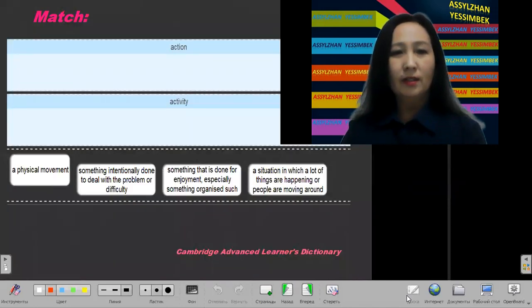The Cambridge Advanced Learner's Dictionary gives two meanings for action and two meanings for activity. Let's try to match them.